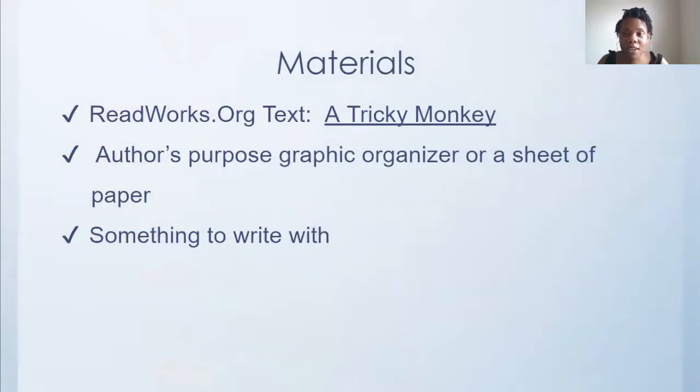I am Mrs. Crawley, and I can't wait to continue our study today. The materials you will need will be the reworked.org text, A Tricky Monkey, the Author's Purpose graphic organizer. And if you cannot get these things from the RPS lesson page, that is okay. You can use a sheet of paper as well and follow along with me. And you will need something to write with.